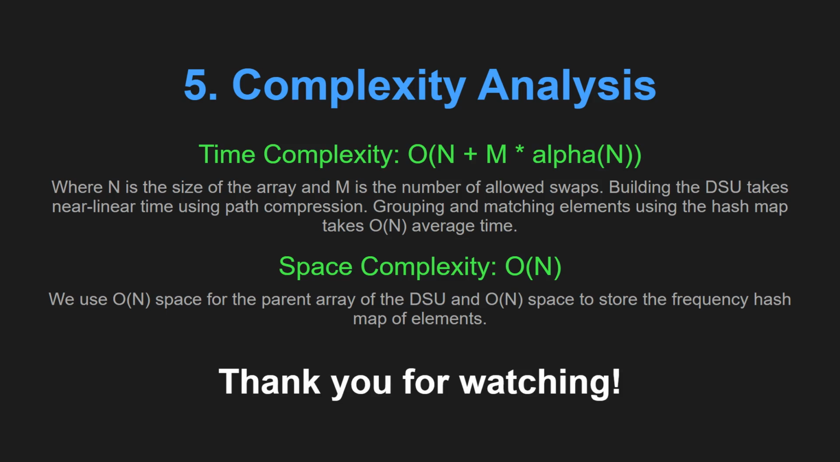Finally, let's review the complexity analysis. The time complexity is O(n plus m times alpha n), where n is the size of the arrays and m is the number of allowed swaps. Building the DSU and processing the arrays takes almost linear time because of the path compression. The space complexity is O(n), as we need extra space for the DSU parent array and the hash map tracking element frequencies.